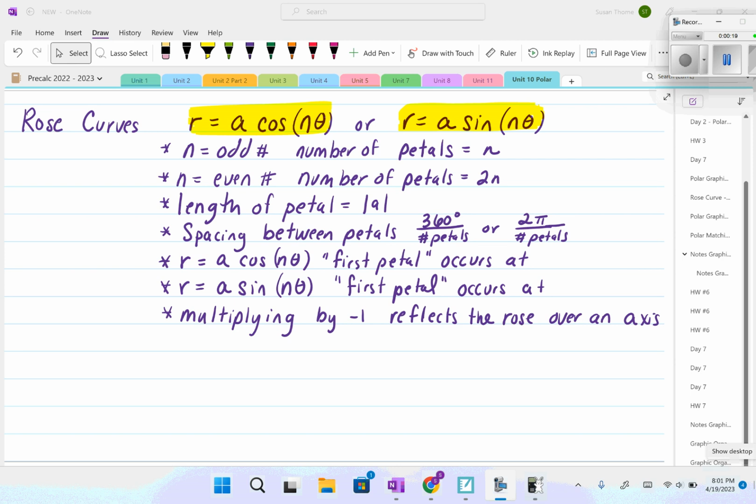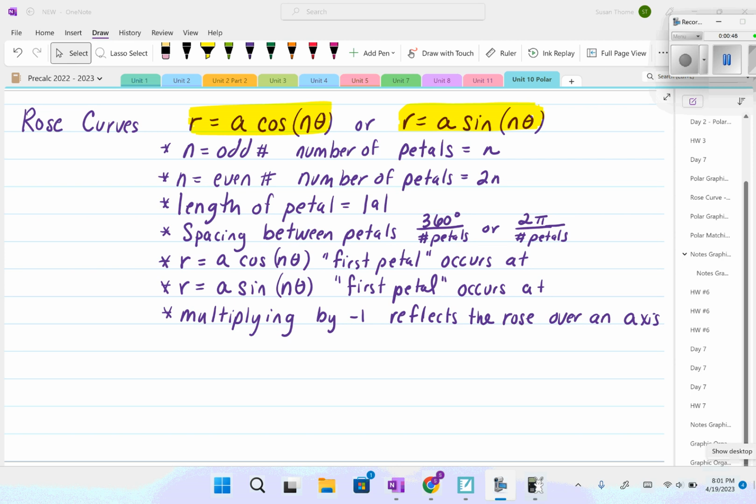an odd number, the number of petals is equal to n. When n is equal to an even number, the number of petals equals 2 times n. We also found the length of each petal is equal to the absolute value of a. We can find the spacing between each petal by taking 360 degrees divided by the number of petals if you're using degrees, or if you're using radians, you would do 2 pi over the number of petals.